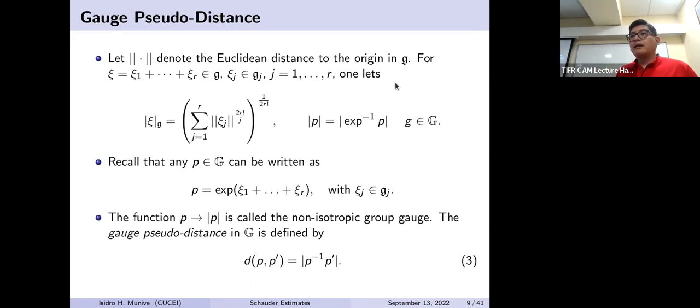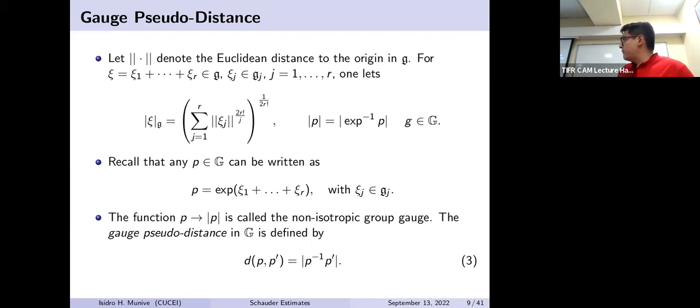Also, we have a distance in these Carnot groups. How do we define the distance? Well, using this exponential map. We have a Euclidean distance in the first layer, and we push it to a distance in the Carnot group. The idea is using these exponential coordinates. So we have p, and we define its norm by means of the exponential map. Recall that p can be written as this exponential, where c_1 through c_r are all in the respective layers.